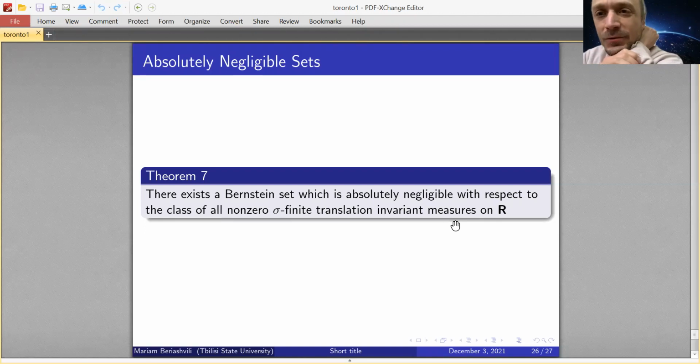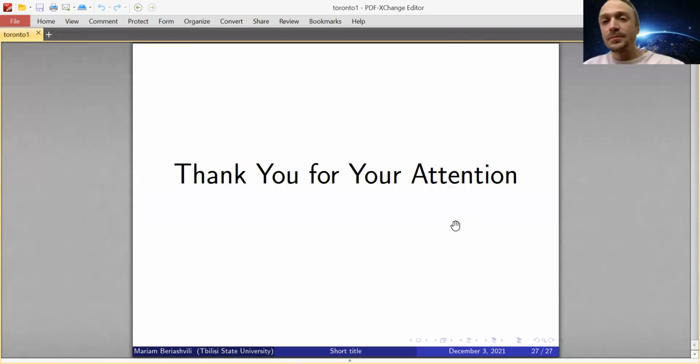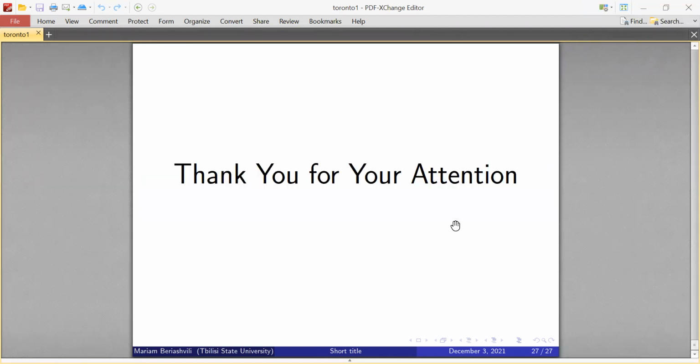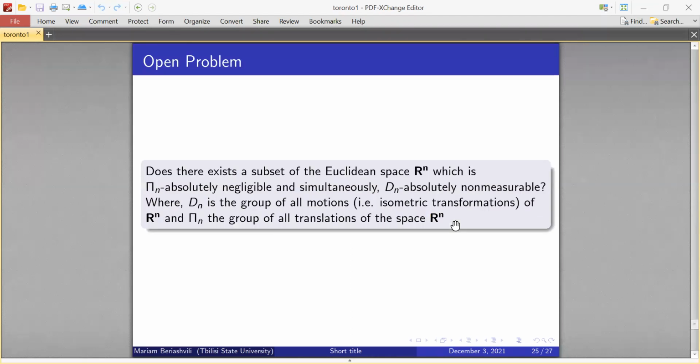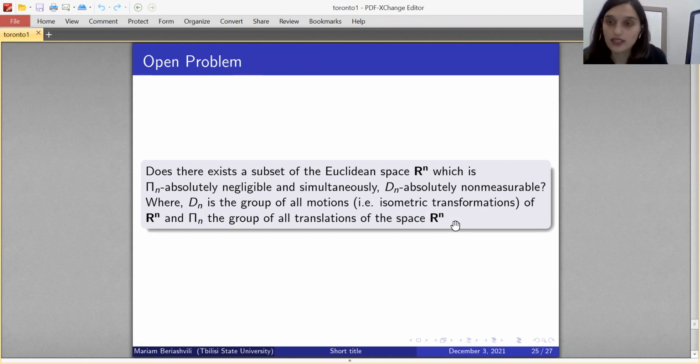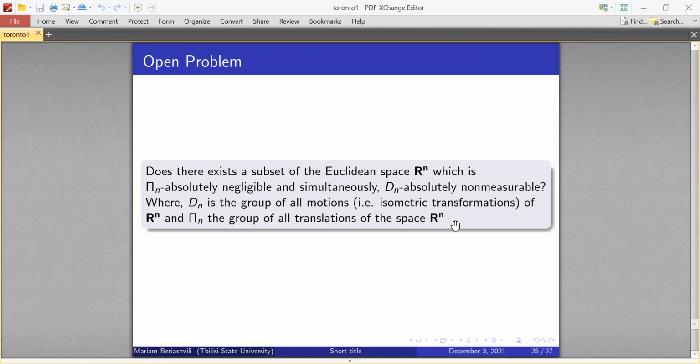Yes, thank you for your talk. I guess it's still an open question whether you can have a Mazurkiewicz set which is Borel. Is that right? Yes, it is still an open problem. Okay. Can I ask another?